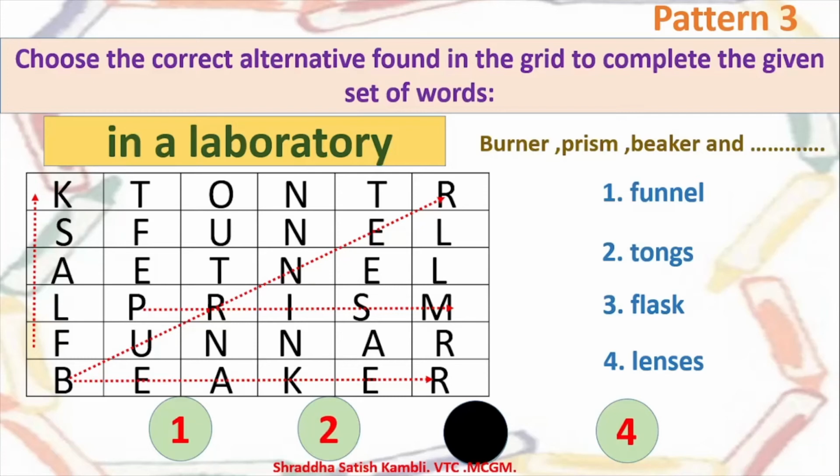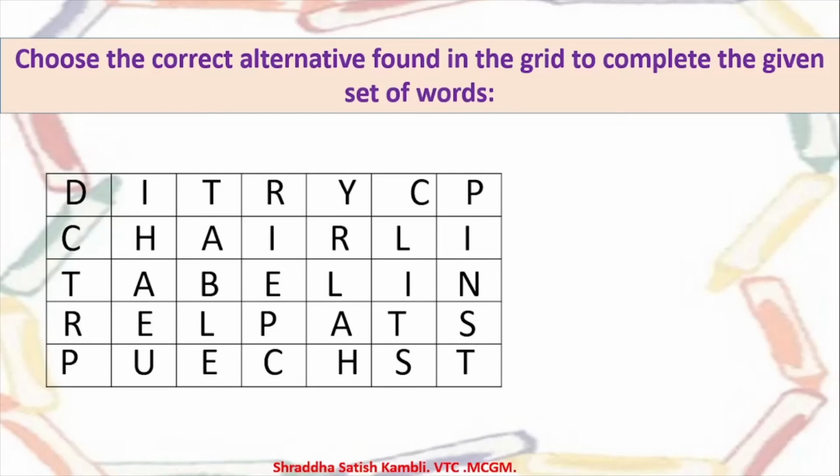Alright, so this is an example of this particular pattern where you choose the correct alternative which is found in the grid. So the set of words is complete. So all the words you will be able to find in the grid. So here which was the set? It was burner, prism, beaker and flask. Alright, come on, let's go to the next one now.